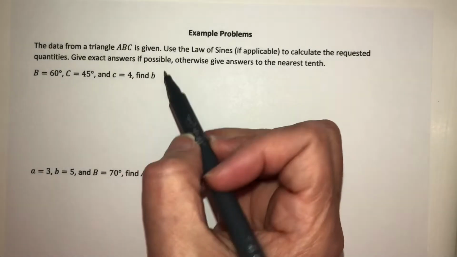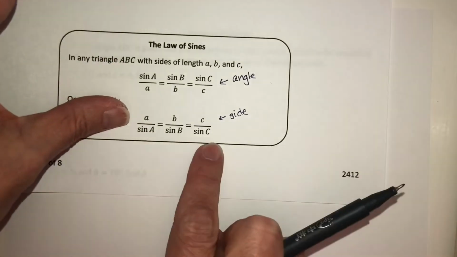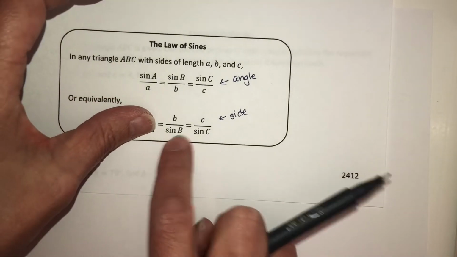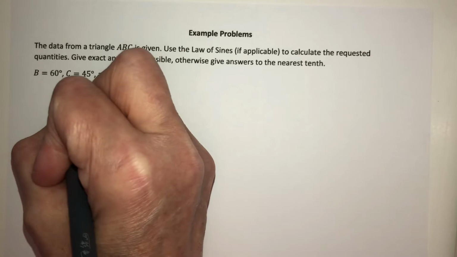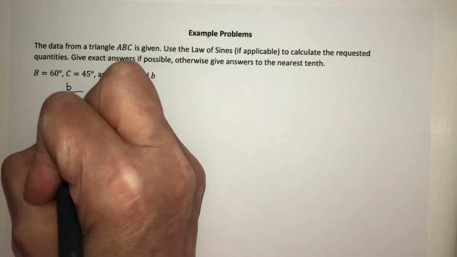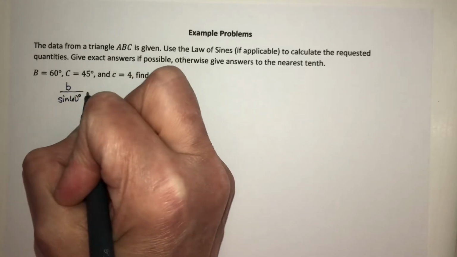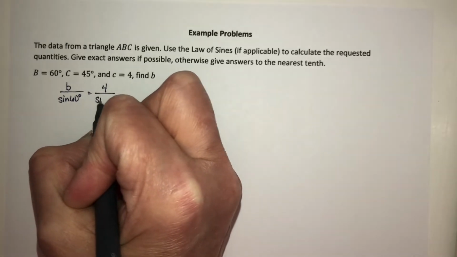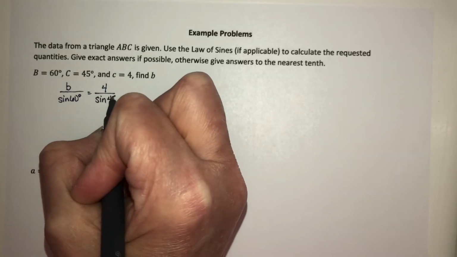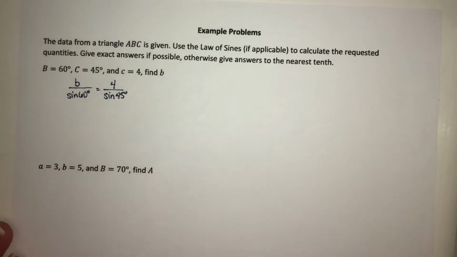Okay, so since we are looking for a side, I'm going to use this version. We have B's and C's, so this is the part I'm going to be using. We're looking for B. So we start off with B over sine of angle B, which is 60 degrees, is equal to C, which is 4, over sine of 45 degrees. Now we just need to solve for B.